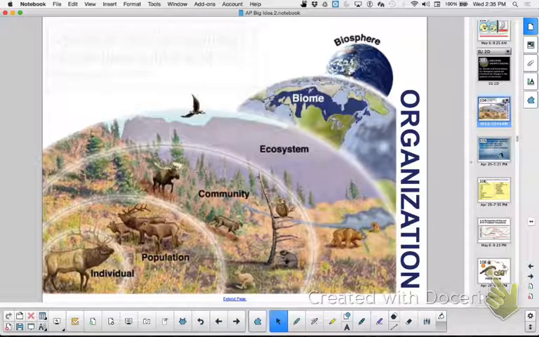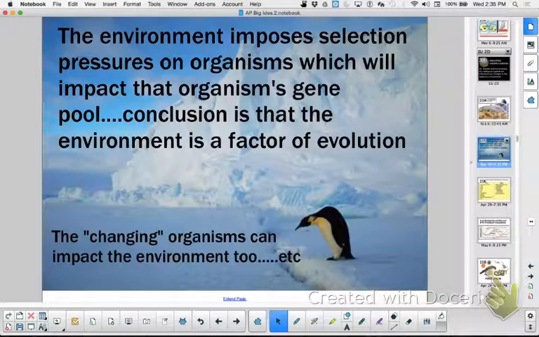When you look at how life is organized, let's go all the way to the very bottom. Atoms, molecules, organelles, cells, tissues, organs, organ systems, organisms, population, community, ecosystem, biosphere.